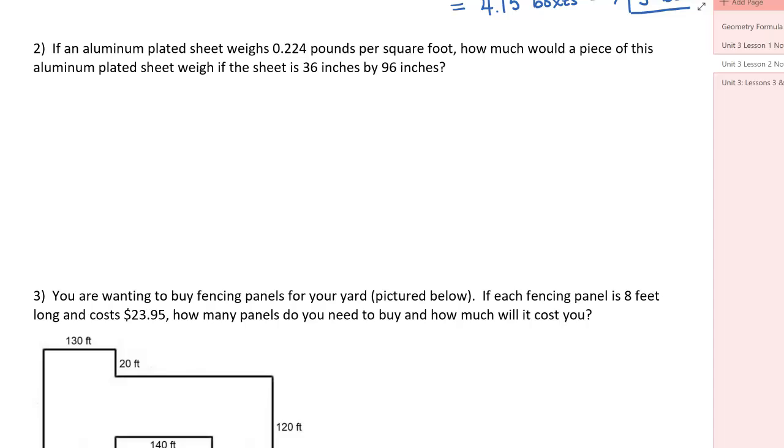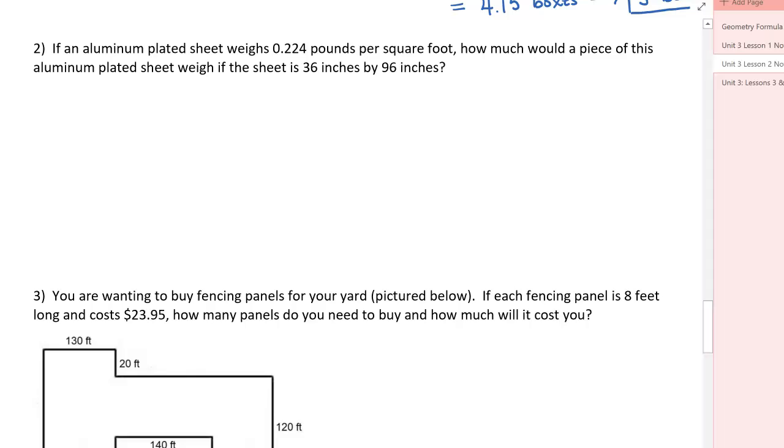Unit 3, Lesson 2, Perimeter and Area Applications. In number 2, it says, if an aluminum plated sheet weighs 0.224 pounds per square foot, how much would a piece of this aluminum plated sheet weigh if the sheet is 36 by 96 inches?